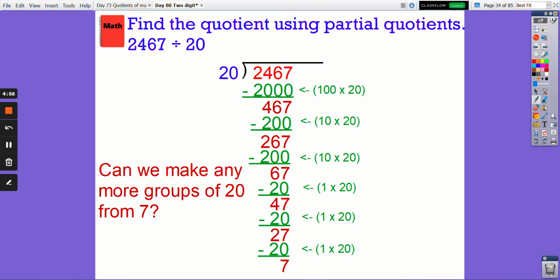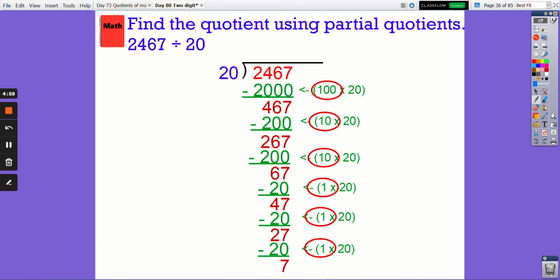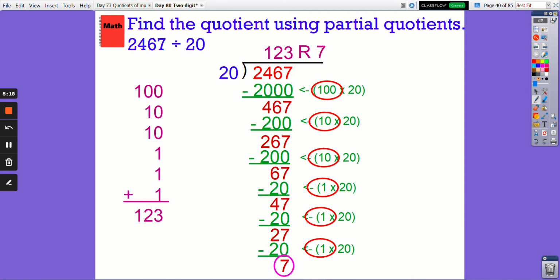So we've got to look at how many groups we took. When we add these up, 100 plus 10 plus 10 plus 1 plus 1 plus 1, 123. Now it's not exactly 123 because we have 7 left over. So we have a remainder of 7. Or instead of writing remainder 7, we can always do a fraction, which is 7/20. So we get 123, remainder 7, or 123 and 7/20.